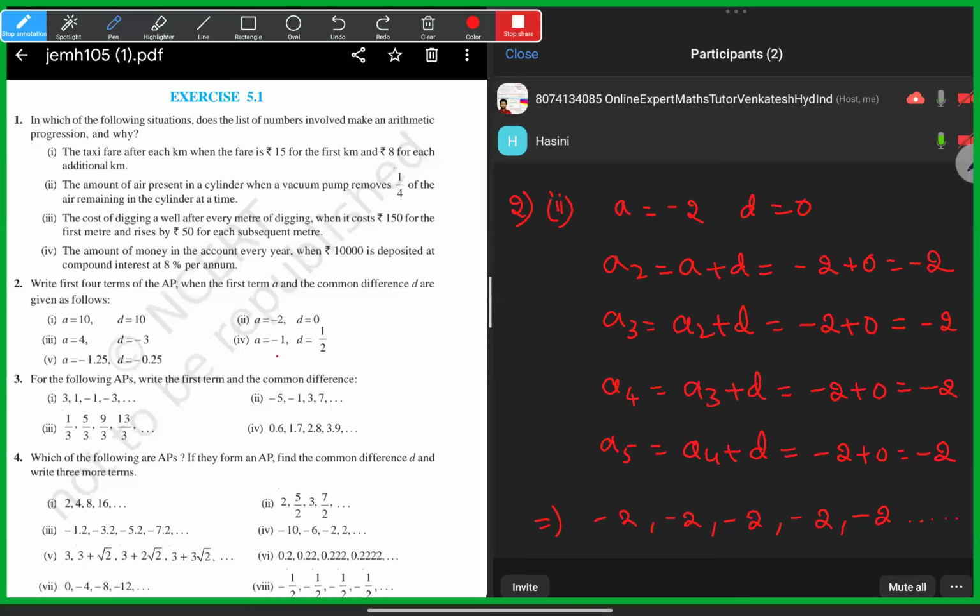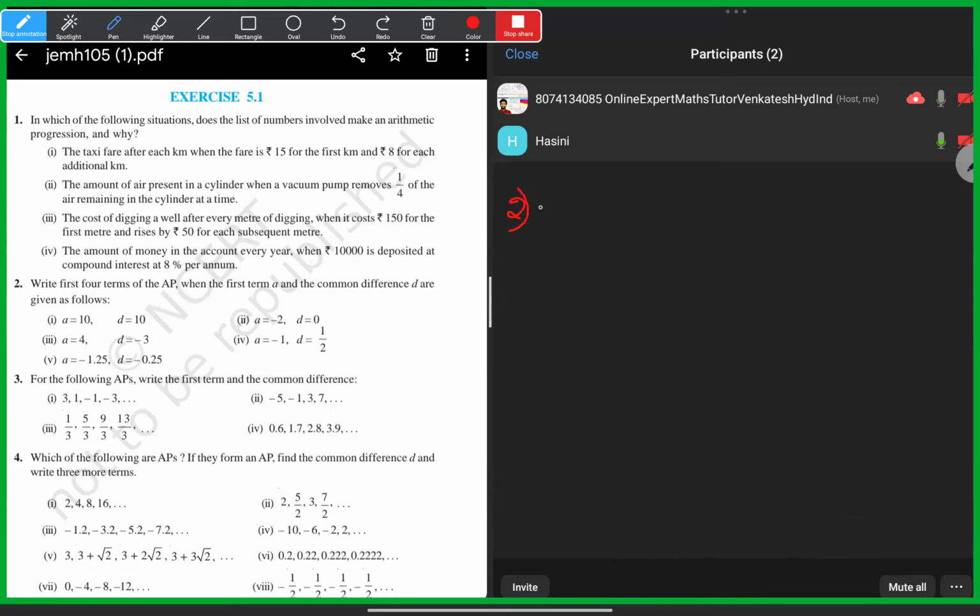So then why is it an AP? Because the difference between the terms is the same everywhere, so whether it is 0 is also not a problem. It's an AP only. Shall I delete this one? Okay, sir. Second one. Third.